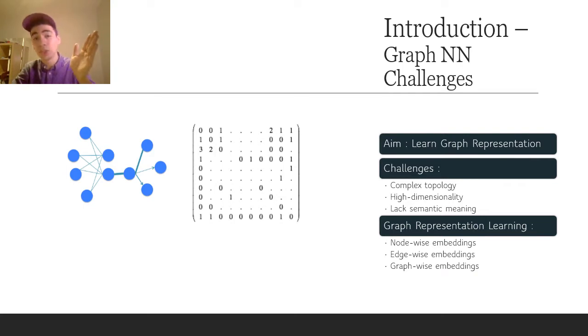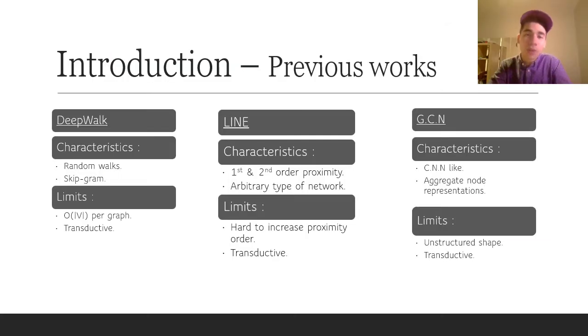We can distinguish three types of embedding. Firstly, node-wise embeddings representing each node of the graph, then edge-wise embeddings representing each edge in the graph, and finally, graph-wise embeddings representing the graph as a whole. To give GraphSAGE a little more context, let's revisit some previous work in the field. Different approaches can be applied in order to learn graph-related embeddings.